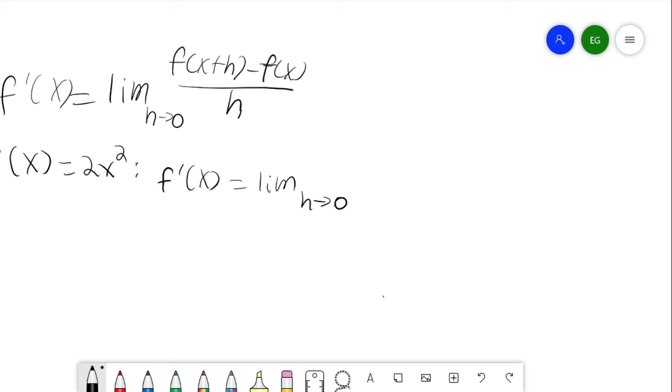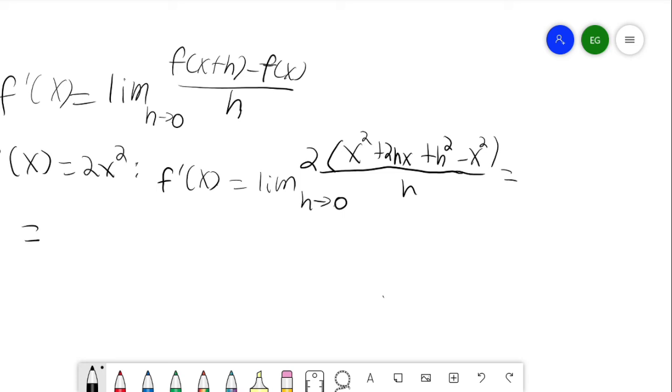plus h is, so first of all, I'll take a 2 out because there's going to be 2 times this squared minus 2 times this squared, so might as well take a 2 out. Now, x plus h, that entire thing squared, is x squared plus 2hx plus h squared. And then f of x will just be minus x squared because we already took a 2 out. Then this entire thing is divided by h.